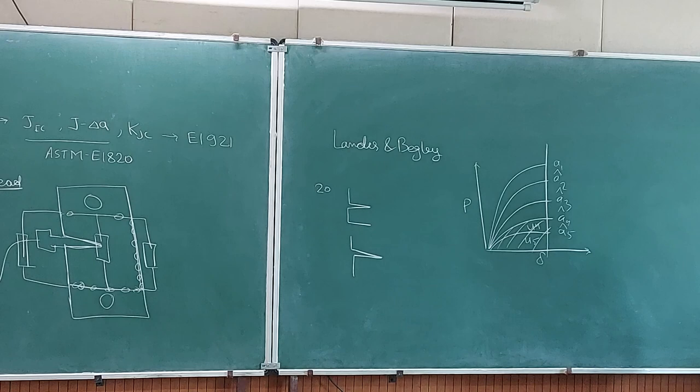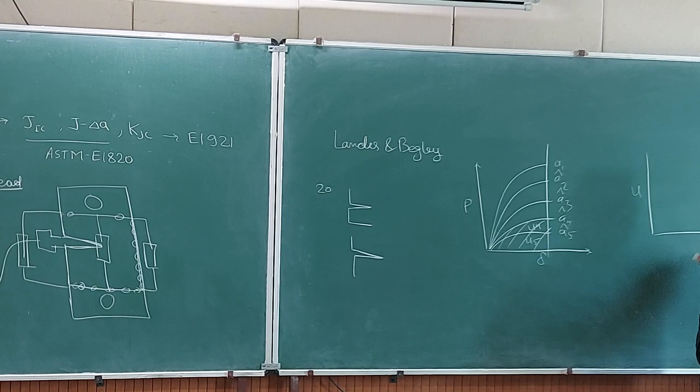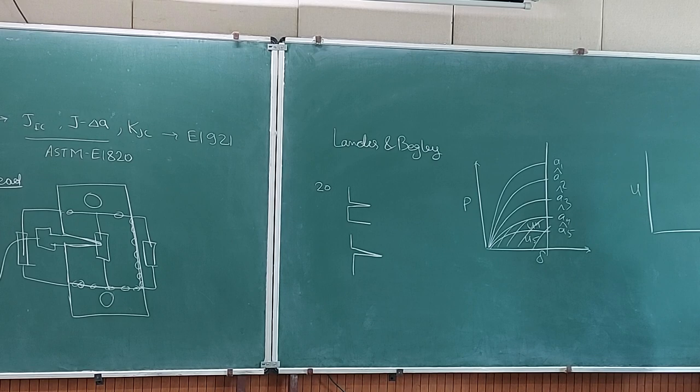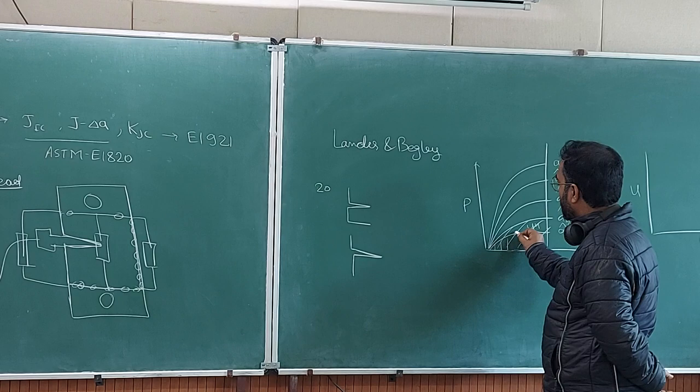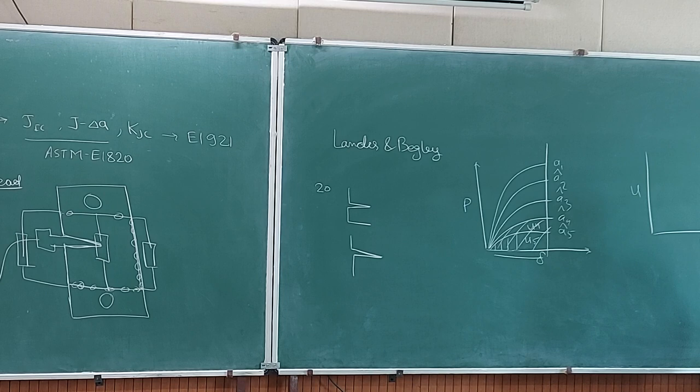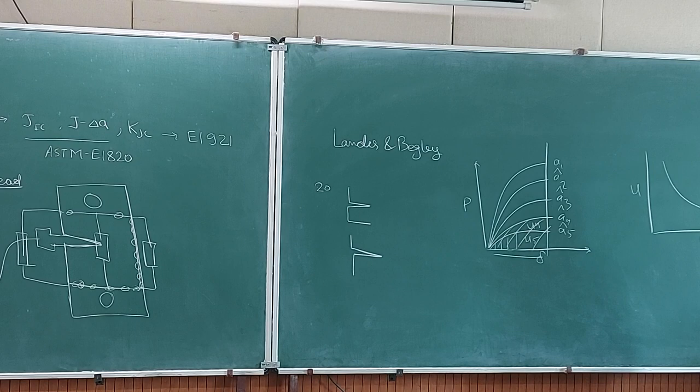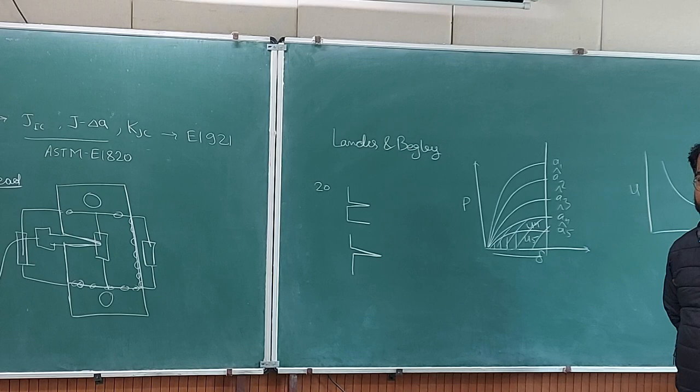Then you plot U versus A. For each crack length, for each specimen, you are getting one value of U. Or you are getting different values of U, so you can take a continuous area measurement versus delta. And then you plot U versus A, and the slope of this curve will be giving you del U by del A. And that will give you the J integral.